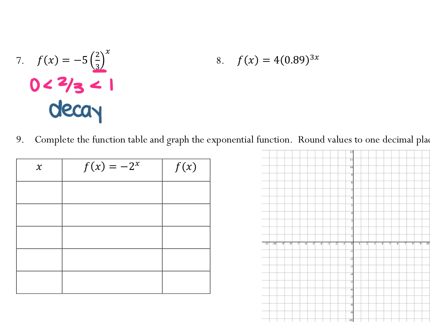And then for 8, you have f of x is equal to 4 times 0.89 to the power of 3x. That 0.89 is the term that the power of x is attached to. 0.89 is less than 1 but greater than 0. So we have a decay on this one.